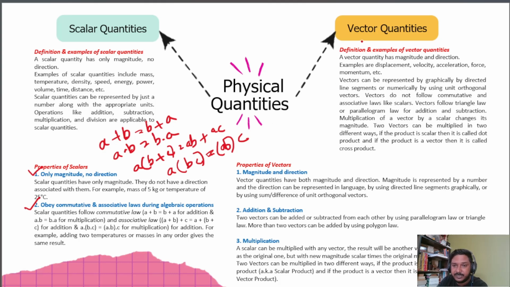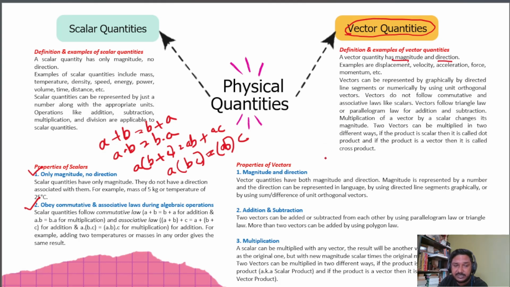Now coming to vector quantities. In vector quantities, there are two things that are important: they have a magnitude as well as a direction. Examples are displacement, velocity, acceleration, force, momentum, etc. Now, representation of vectors. Vectors can be represented in two basic ways. The first one is by using a directed line segment.